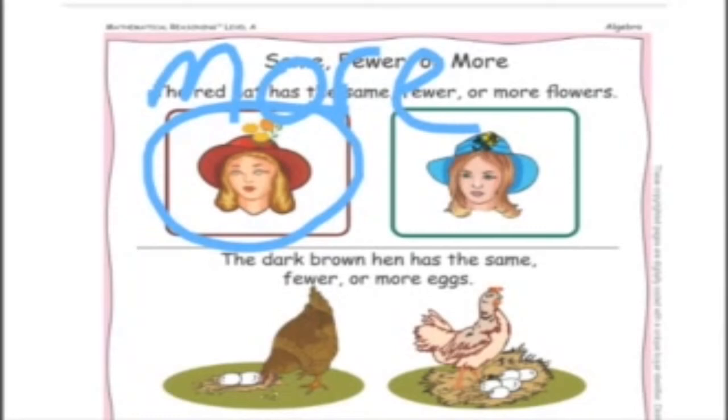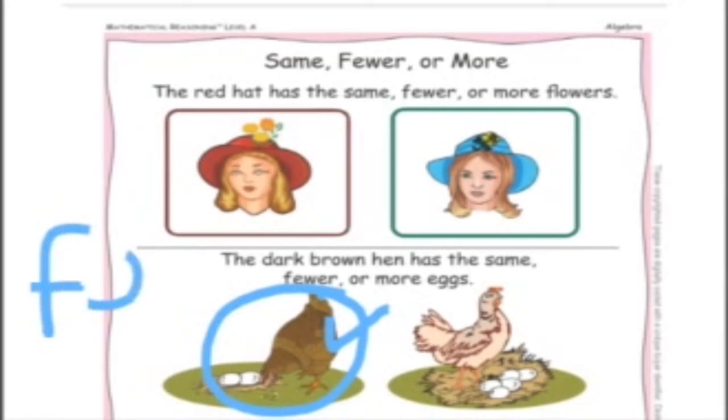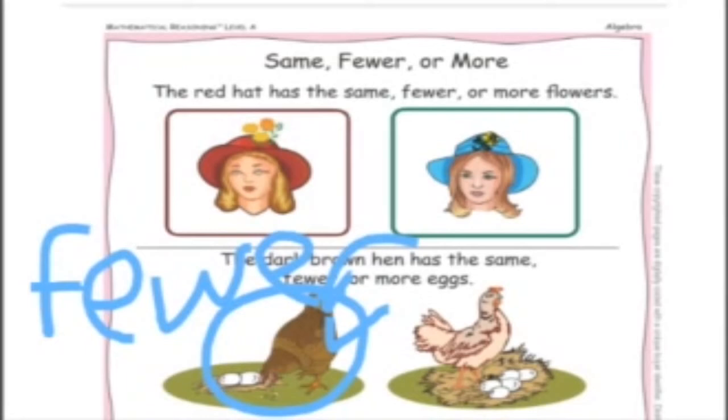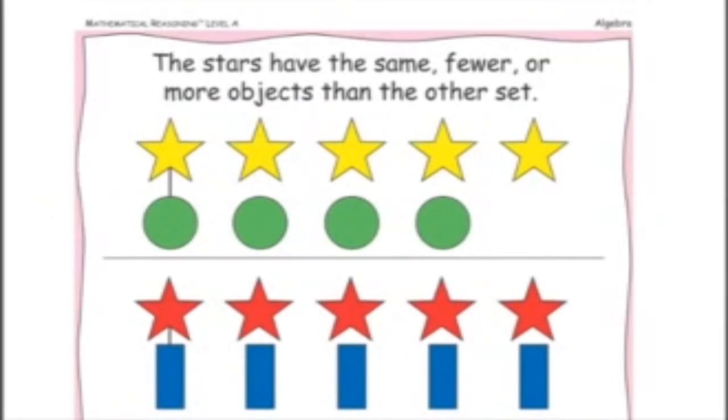Now, it says the dark brown hen has the same, fewer or more eggs. Now, the dark brown hen has just 2 eggs, and the light brown hen has 5 eggs. So now they're asking us, the dark brown hen has, is it the same, fewer or more? It is fewer, because fewer means the one with a lesser amount. Alright, and which one has a lesser amount of eggs? It is the dark brown hen, because it has just 2 eggs, while the light brown hen has 5 eggs.